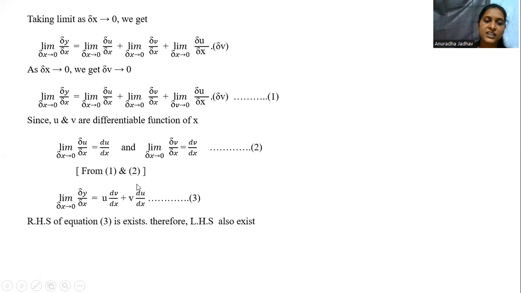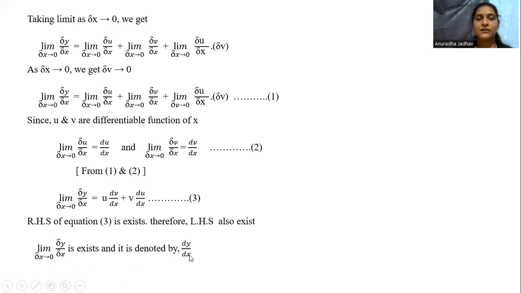RHS of equation 3 is exist. Therefore, the left hand side is also exist. Hence, we can write limit as delta x tends to 0, delta y upon delta x is exist, and it is denoted by dy upon dx. Finally, we write the statement dy upon dx is equal to u into dv upon dx plus v into du upon dx.